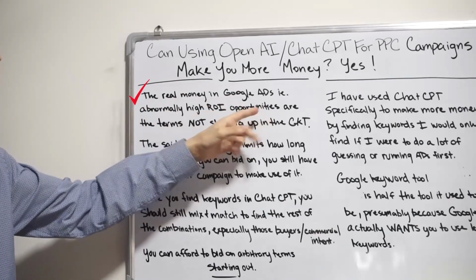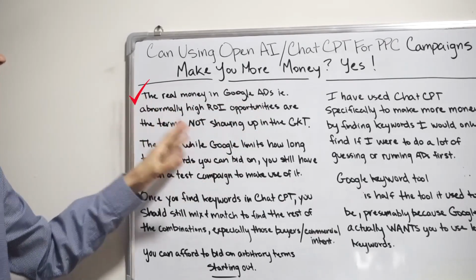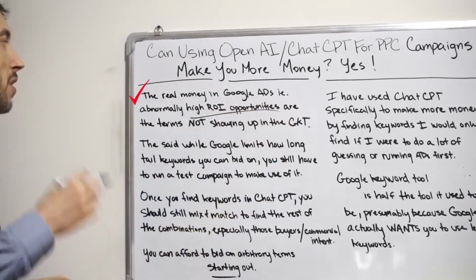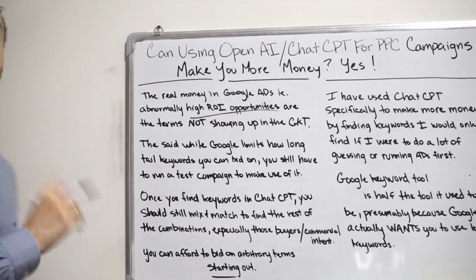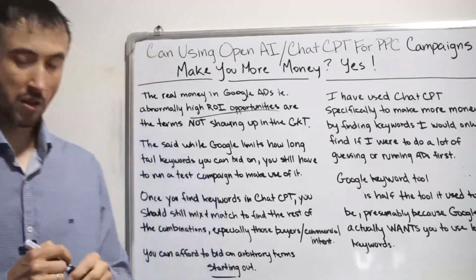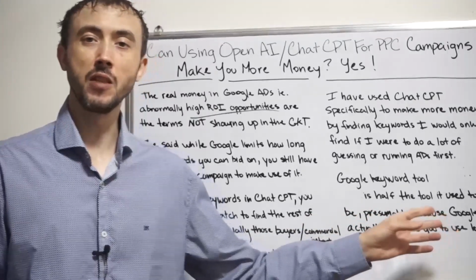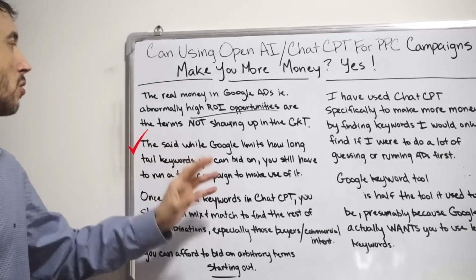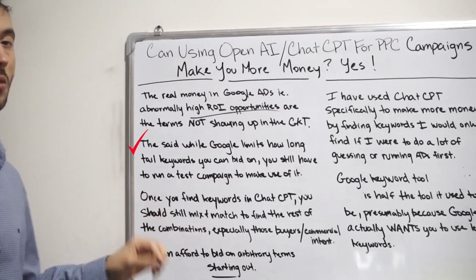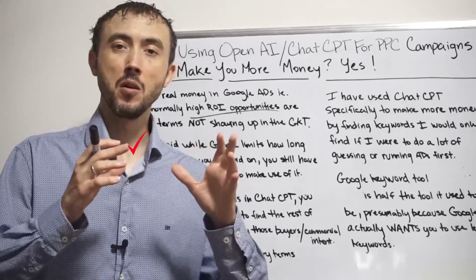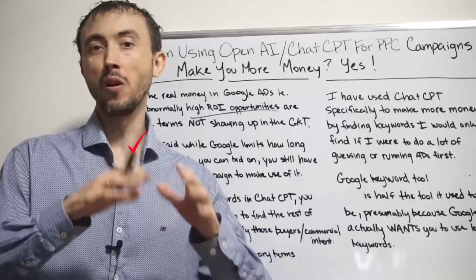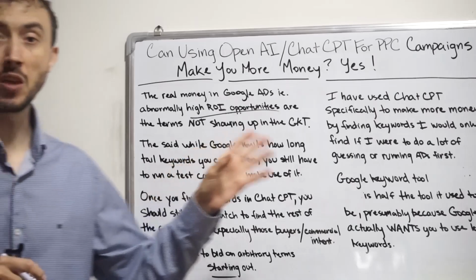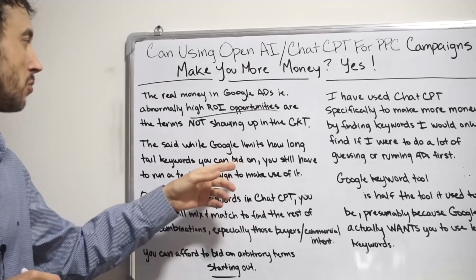So the real money in Google Ads, i.e., abnormally high ROI opportunities, is from the keywords or terms that are not showing up in Google Keyword Tool, okay? Because, again, they've cut it way down, and they've done that probably for the reasons that I mentioned. So that said, Google limits how many long-tail keywords, which are keywords where they're typing in 4 or 5 or more words in the keyword phrase, you can actually see in the Google Keyword Tool.